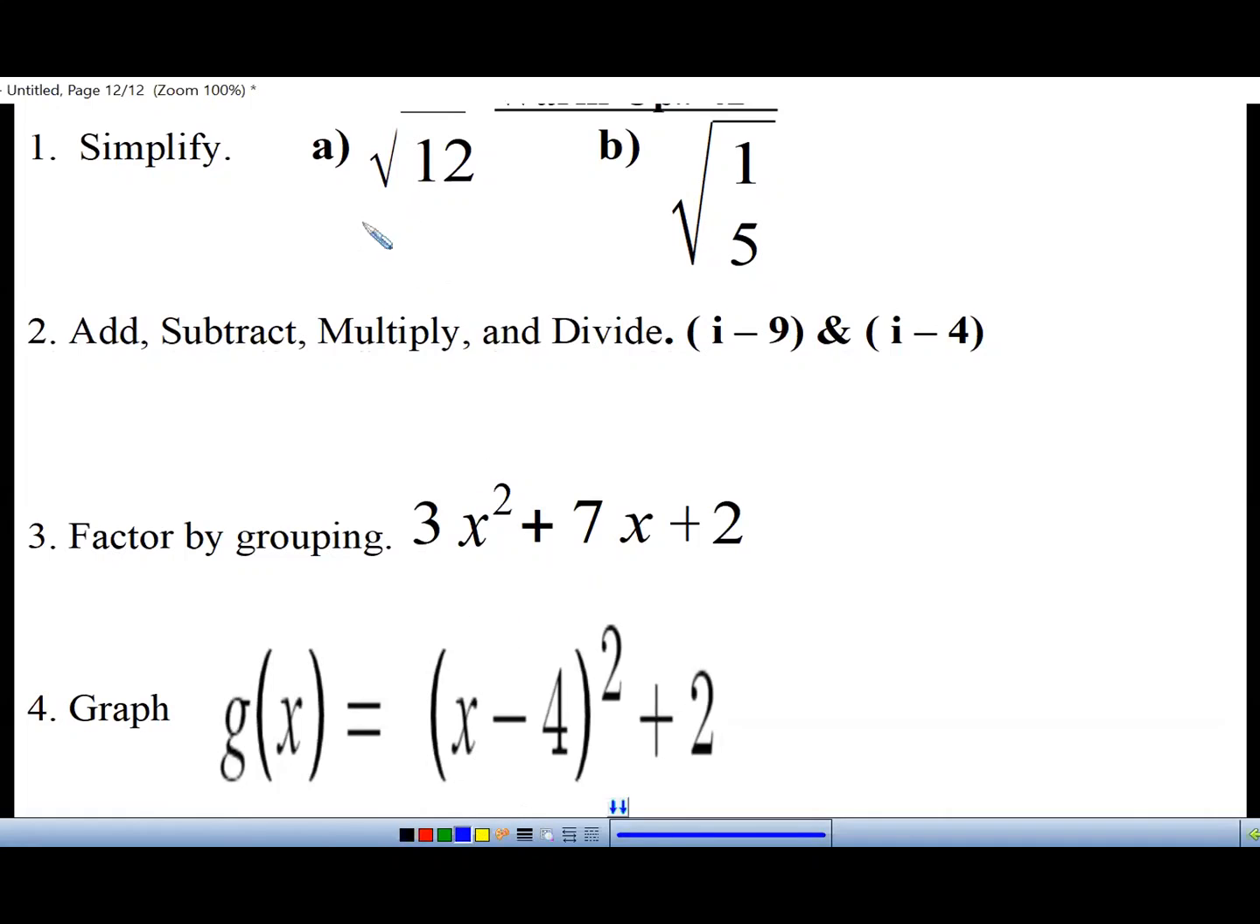So number 1A, simplify square root of 12 becomes square root of 3 times square root of 4. What is square root of 4? 2, and bring down square root of 3. So we have 2 square root of 3.